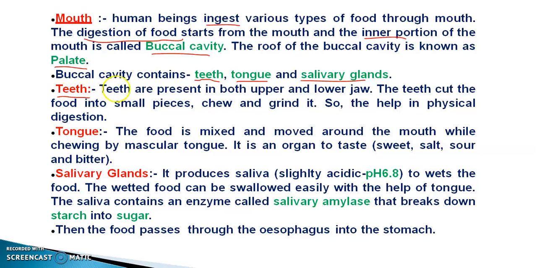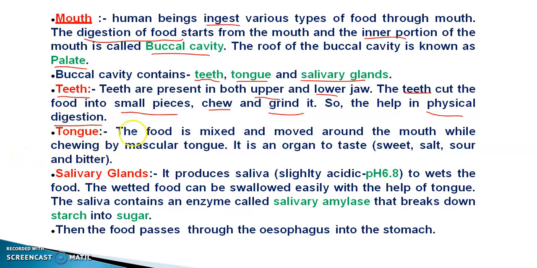So teeth are present in the upper and the lower jaw, and the role of teeth is to cut the food material into small pieces, which means the chewing, cutting, and grinding of food material is totally regulated by our teeth. So teeth play a very important role in the physical digestion of the food material, right? So digestion has already started by the action of the teeth, in the form of physical digestion.